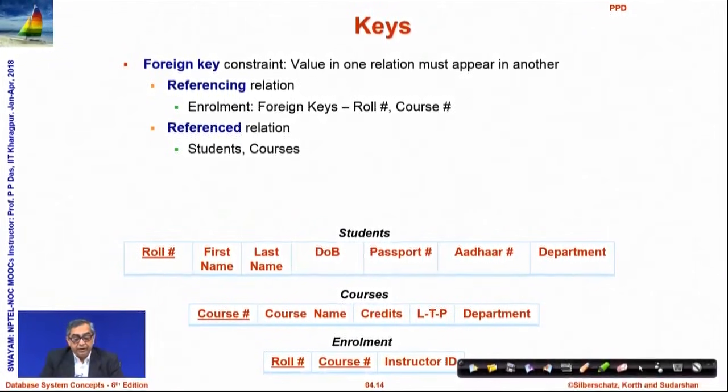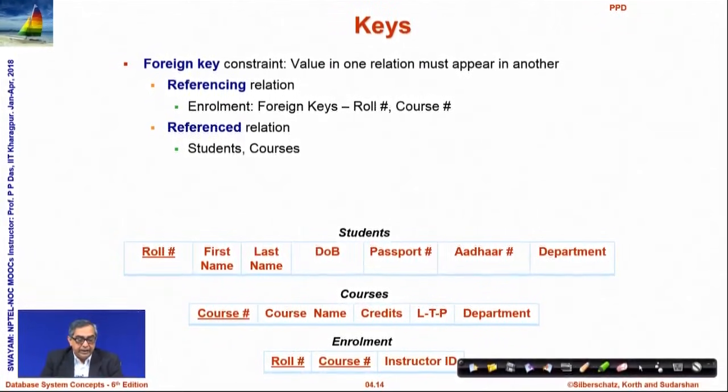I use another schema which is enrollment, which describes which student is attending which course. So, it has a roll number and the course number. So, the roll number of the student attending the particular course number, and it also has the instructor ID as to who is teaching that course.